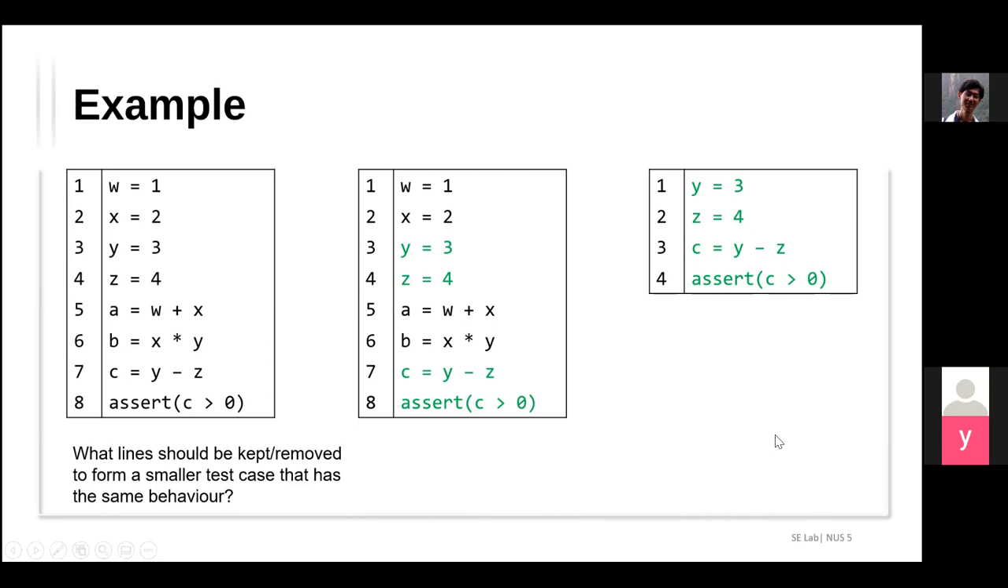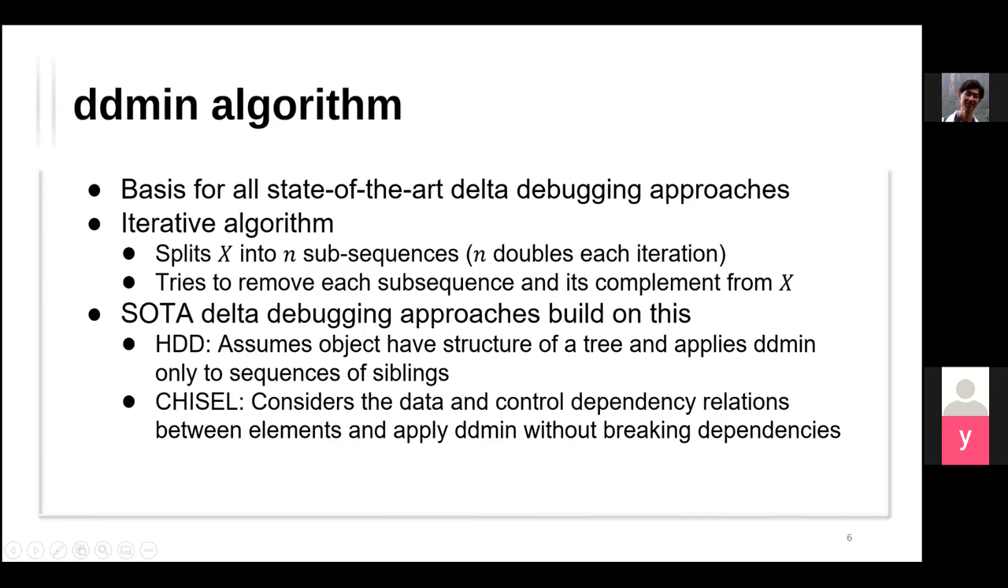Okay. So moving on. Right now, the state-of-the-art delta debugging approaches all make use of an algorithm called the DD-min algorithm. DD, I believe, is delta debugging. It's an iterative algorithm that splits the sequence into n subsequences. At every iteration, n doubles itself. After it splits x into multiple subsequences, it tries to remove each of the subsequences and its complement from x itself. So you get multiple test cases. Yeah, this might seem a bit hard to understand. I'll be giving another example later.